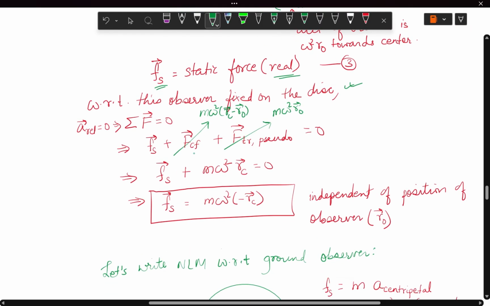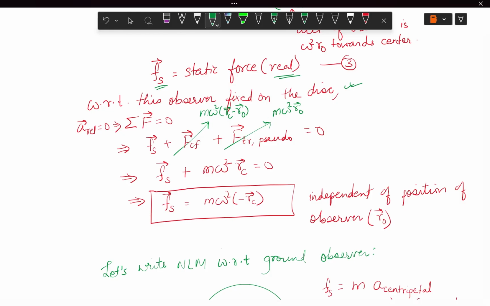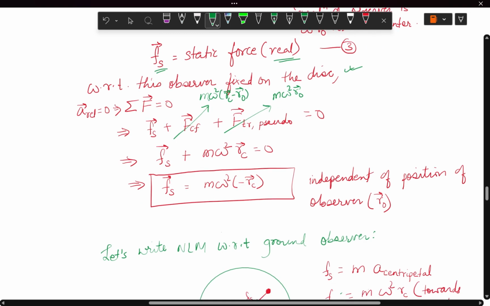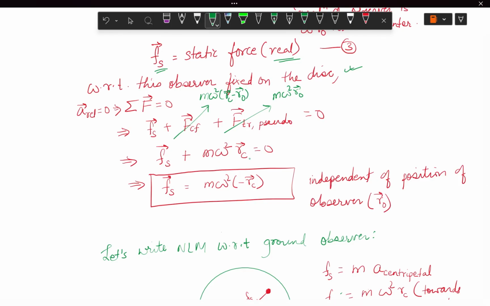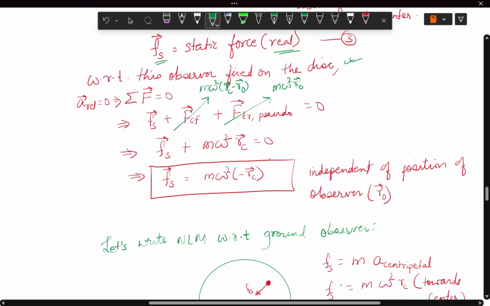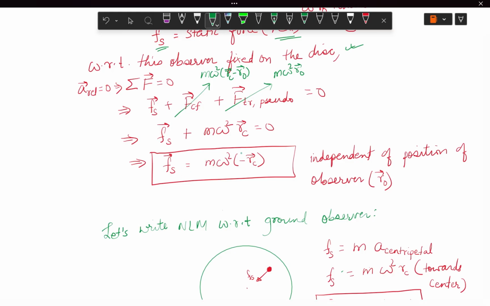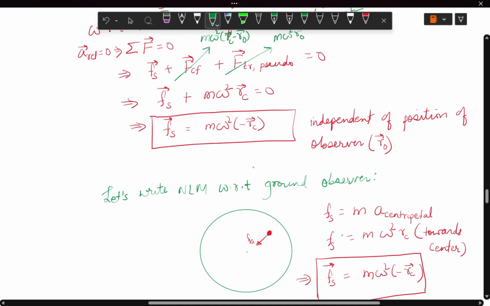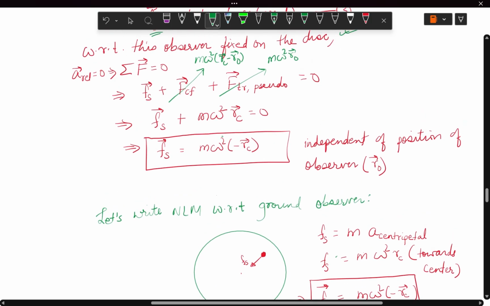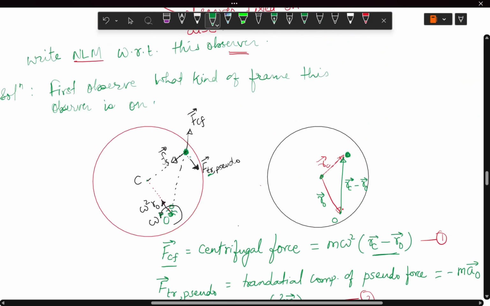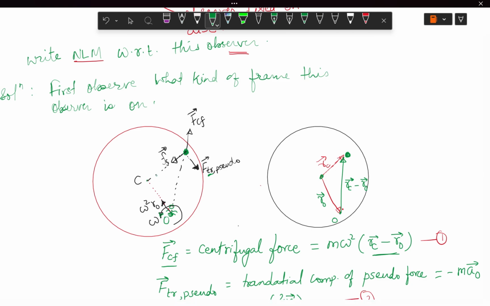So Fs vector plus the centrifugal force, m omega square into RC minus R naught, plus the translational component, m omega square R naught vector, equals 0. If you add these two, the m omega square R naught terms will cancel. You are left with m omega square RC vector, which is independent of the position of the observer, RO vector. So Fs vector is m omega square into minus RC vector. RC vector is in this direction, so minus RC is in this direction. The static friction value is m omega square into this distance, RC.